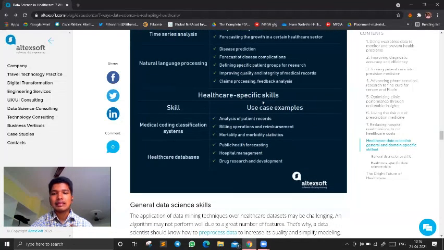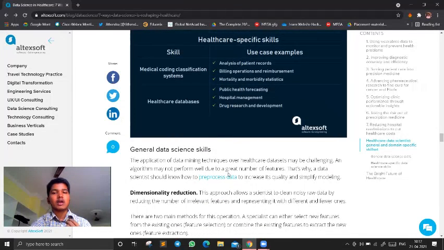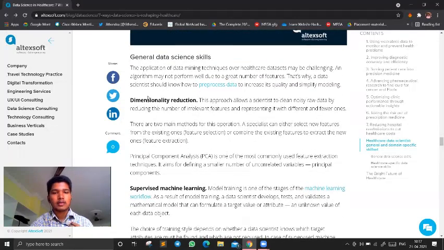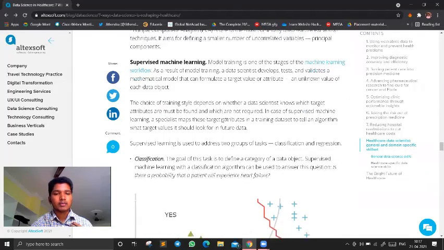Okay. Next, healthcare specific skills. These are the specific skills which most of them should use. Medical coding, classification systems, analysis of patient reports, billing operations, means this comes under somewhat finance and other things other than health. Healthcare databases are used for drug research and development. How many days the disease has existed in the body? From that we can choose a drug. It can be used for drug research.